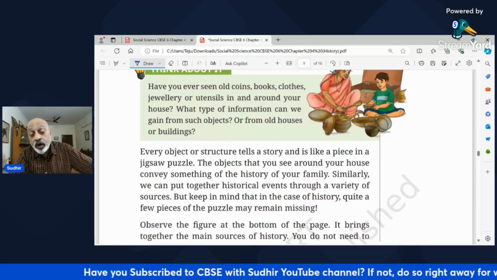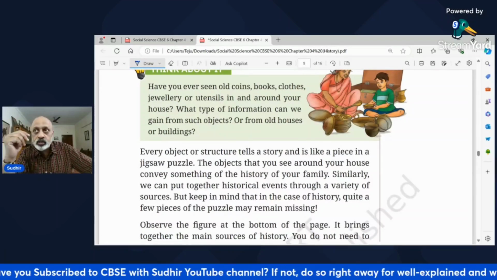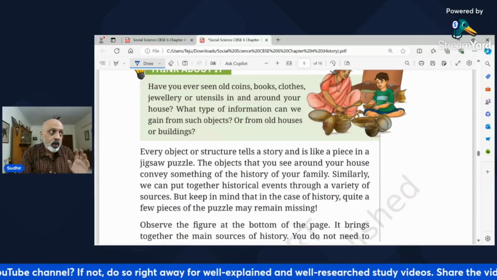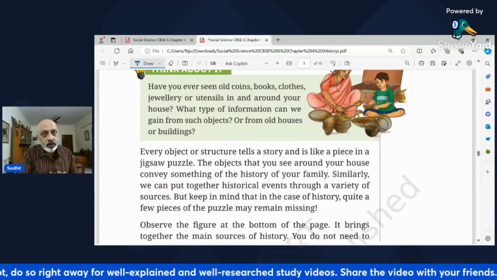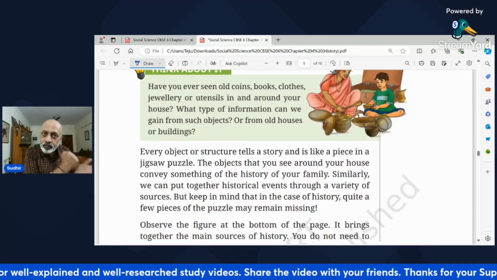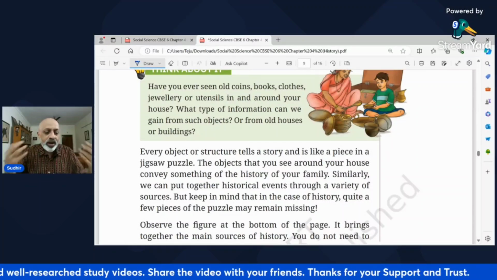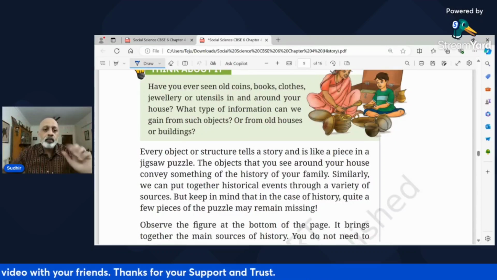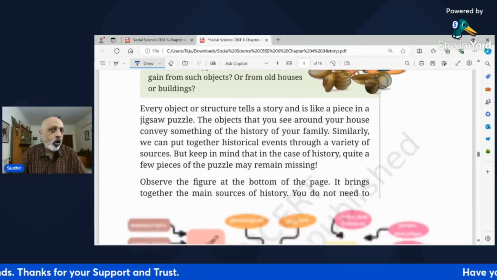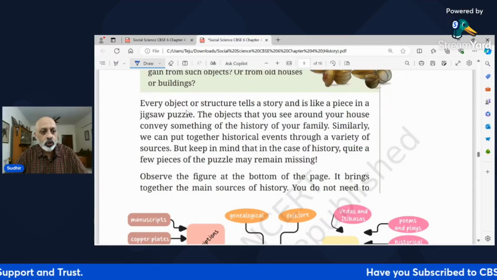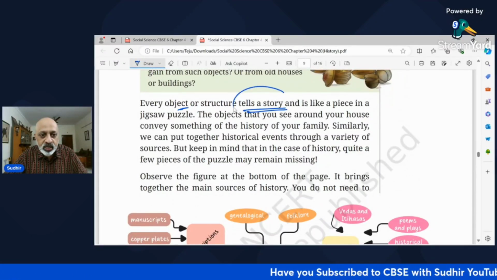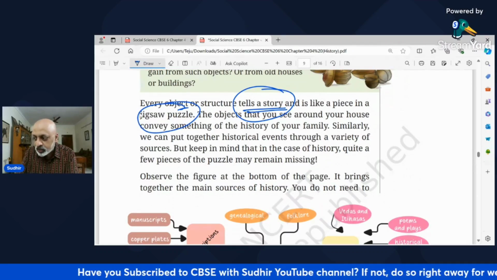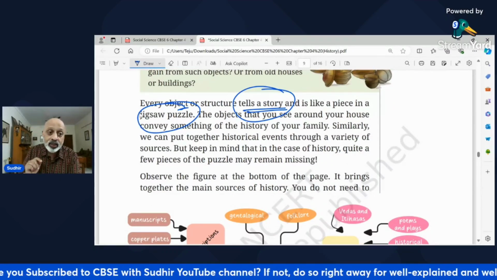Like in Hyderabad you find a lot of old Nizam time coins. So which kind of indicates that Nizam was the richest man in the world at that time. So what kind of coins he would make? What was inscribed on those coins? So from that you get an idea about the kind of rule that was there at that time in a particular region. So every object tells a story. This is important. It tells a story, and it is like a piece in a jigsaw puzzle that if you fit the puzzle, you will know, oh, this is how it used to be, right?